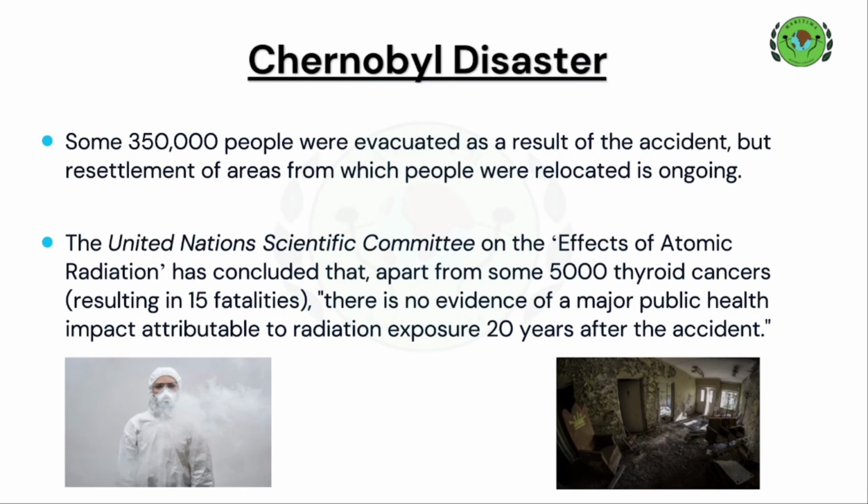Some other facts about the Chernobyl disaster. Some 350,000 people were evacuated as a result of the accident, but resettlement of areas from which people were relocated is ongoing. The United Nations Scientific Committee on the Effects of Atomic Radiation has concluded that apart from some 5,000 thyroid cancers, there is no evidence of a major public health impact attributable to radiation exposure 20 years after the accident.